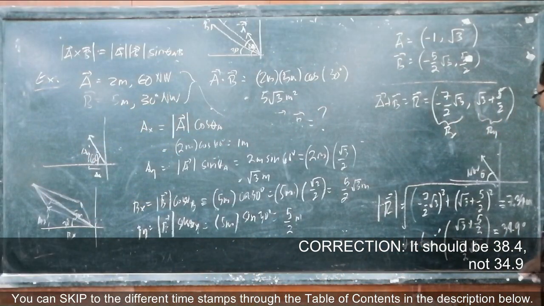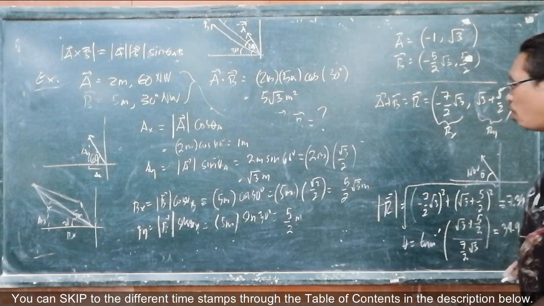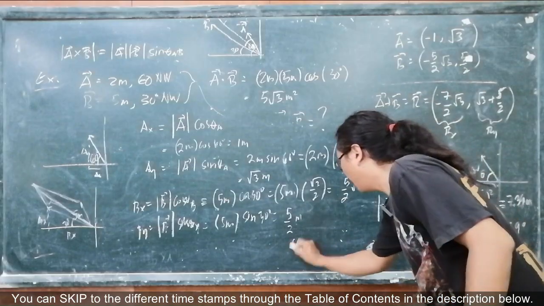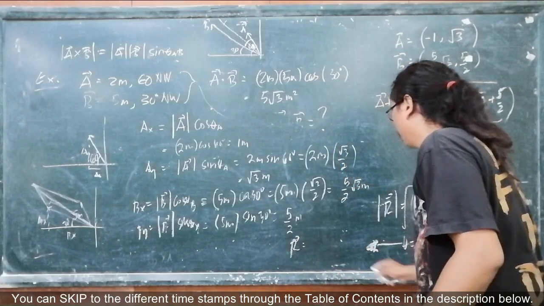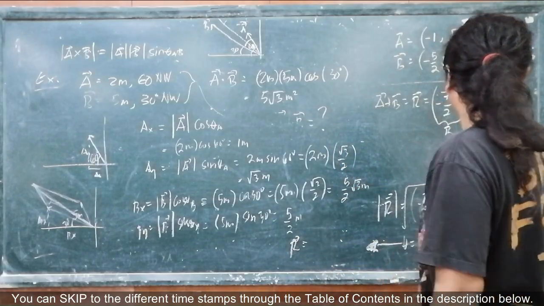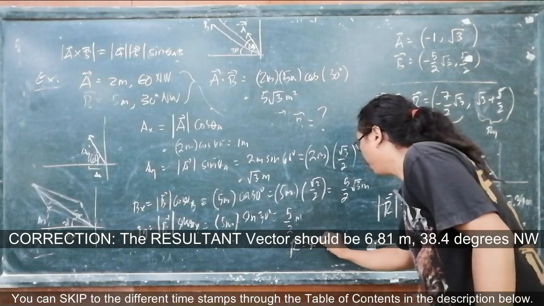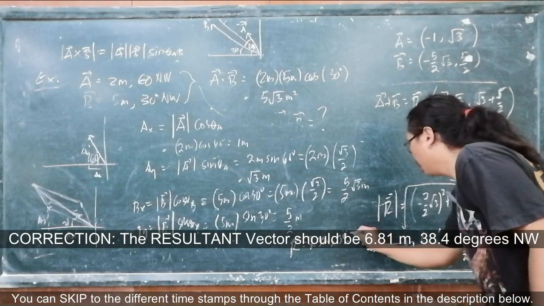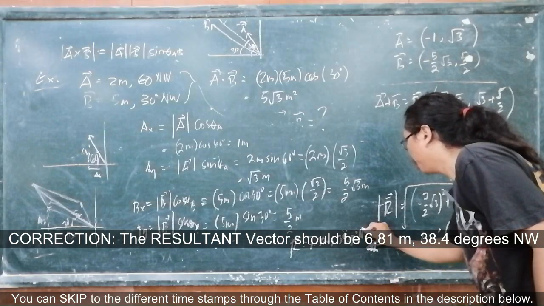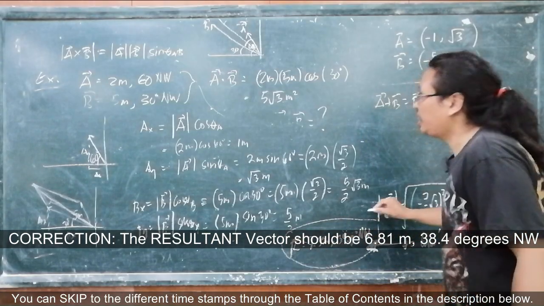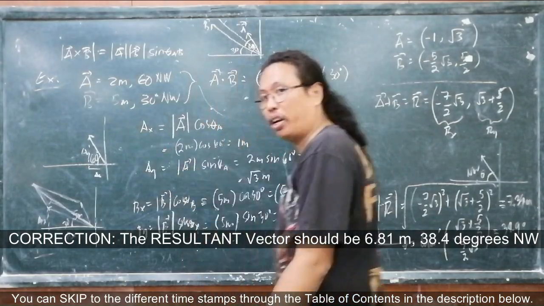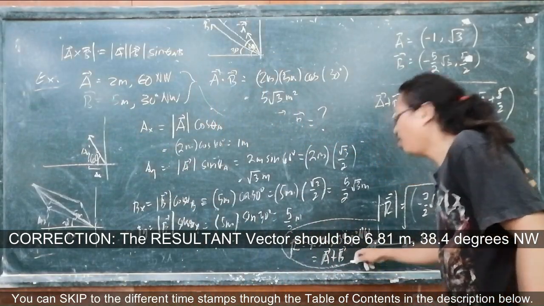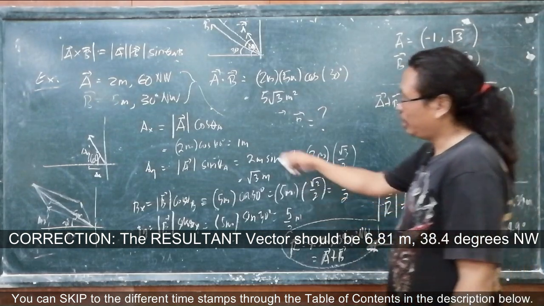So that our resultant vector, I can now write my R as what? R now would be 7.39 meters, 34.9 degrees northwest. This is the sum of that. This is equal to A plus B, no? This is how we add.